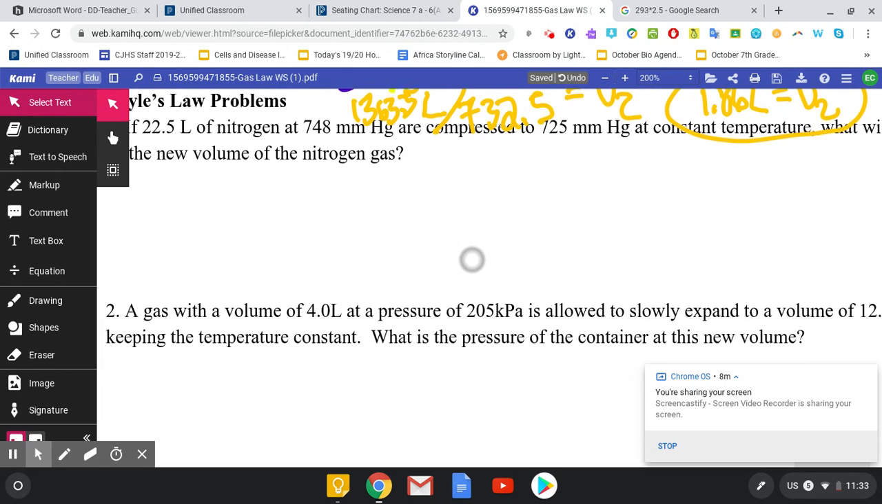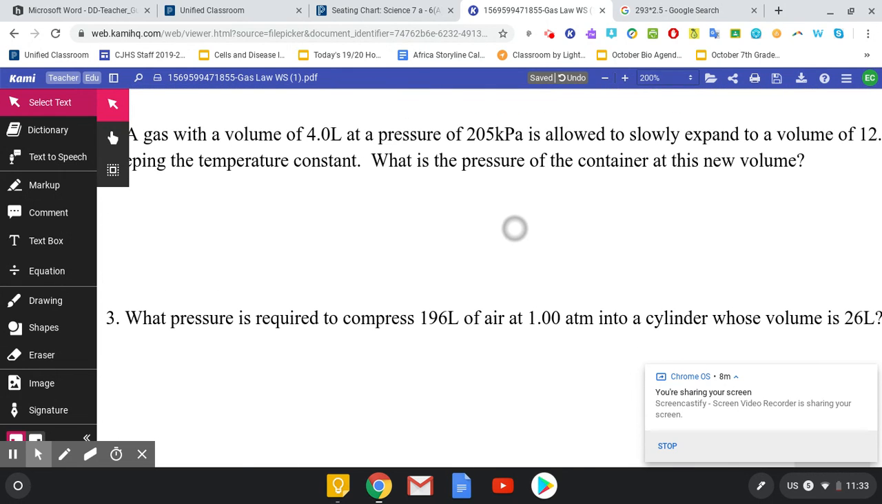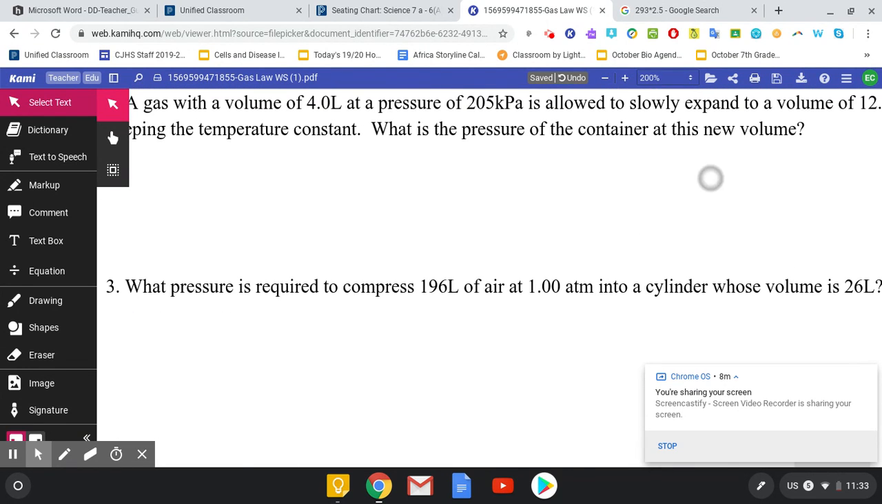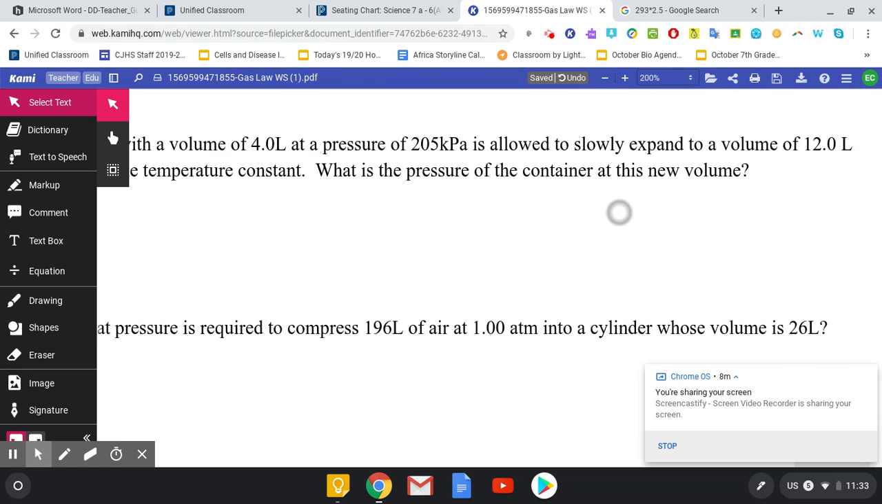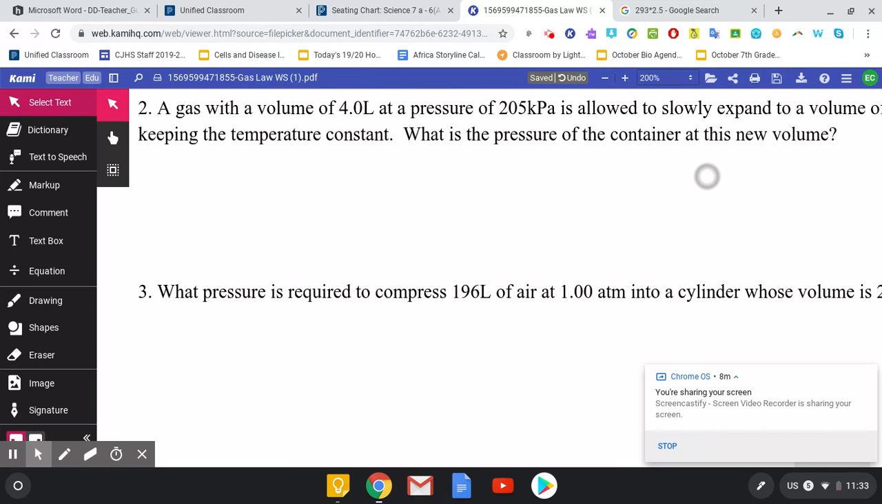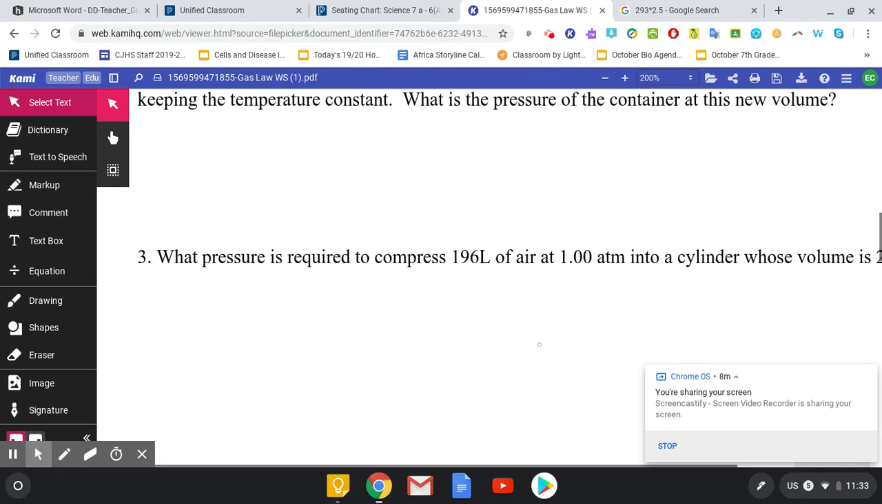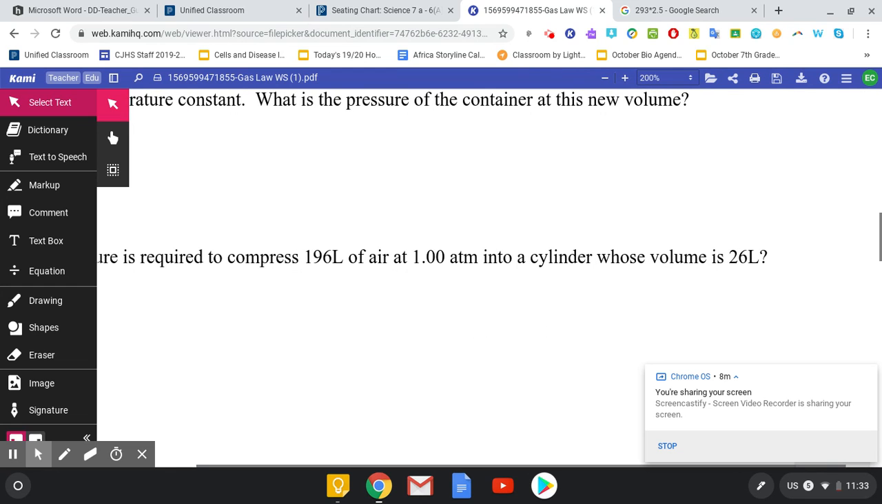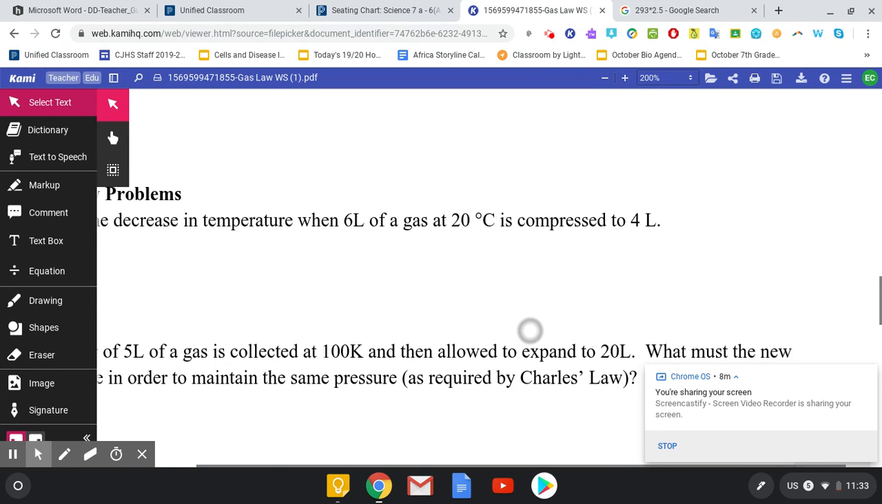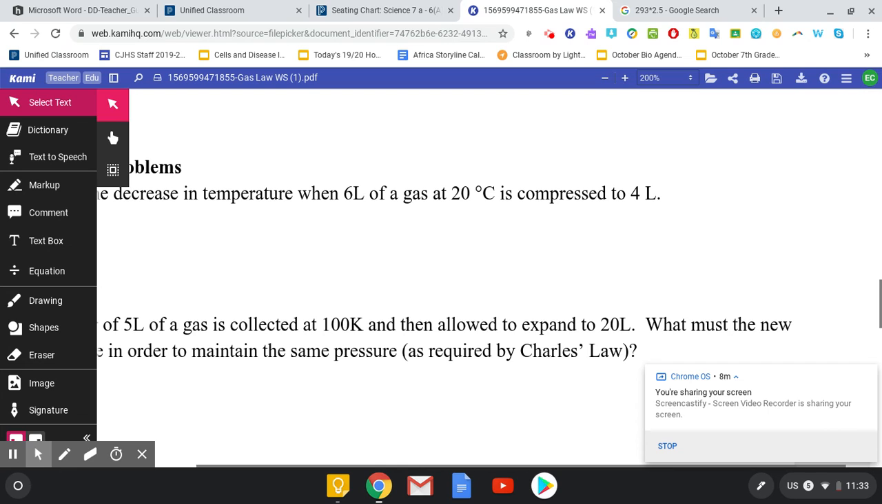Now for the rest of these problems, you will see that it will give you a hint. It will tell you which law you will be using. The main thing I will tell you is that you want to make sure that your units are the same. So if you're talking about atm and the question is also asking you in torr, make sure that you convert one to the other if that's needed.